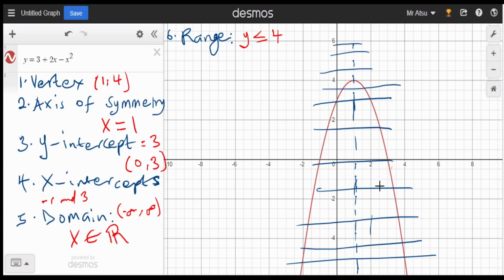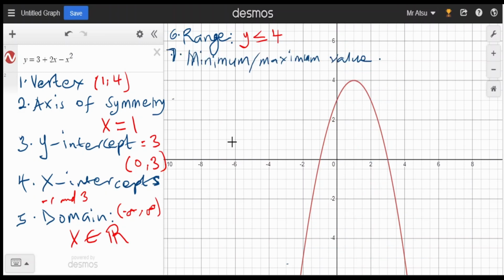Let's take the next one. The next thing we are looking at is the minimum or maximum value. The minimum or maximum value of a graph or a function is always a y value, because to measure minimum or maximum will be along the y-axis. We go either up or down.